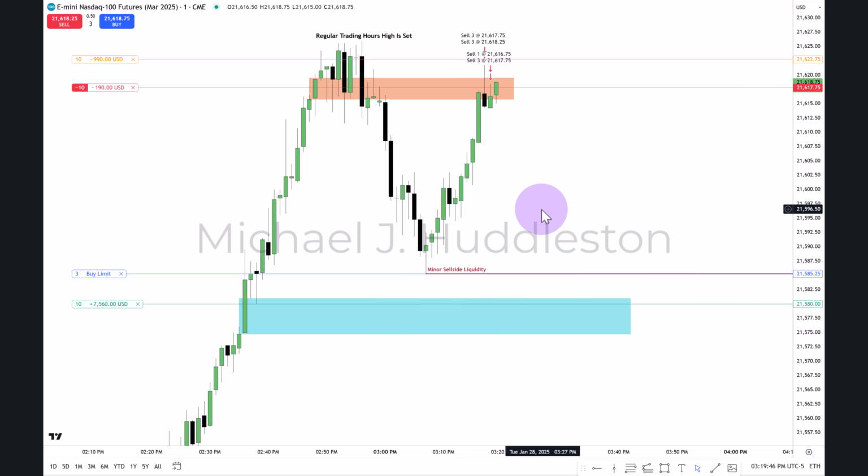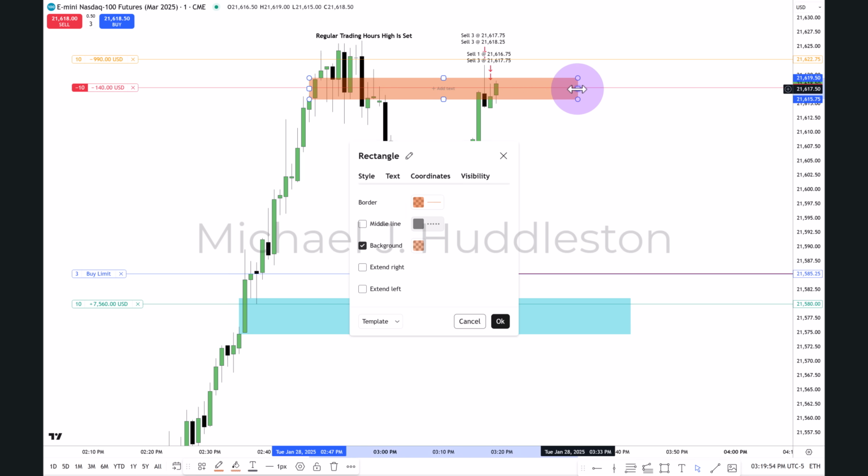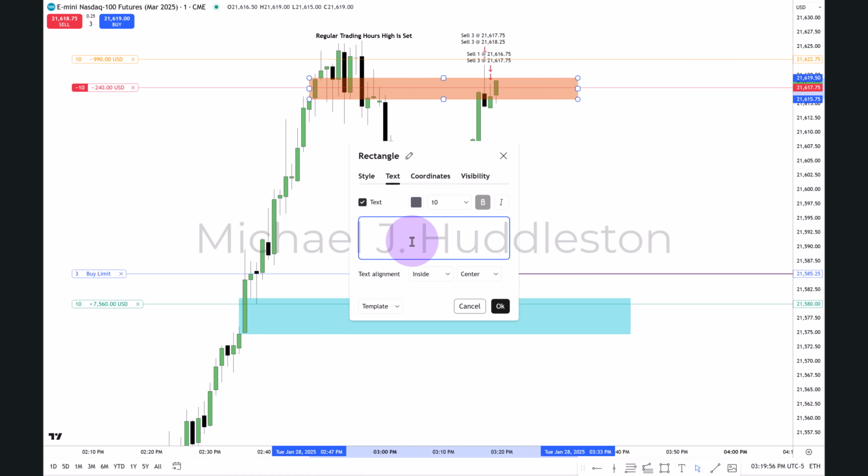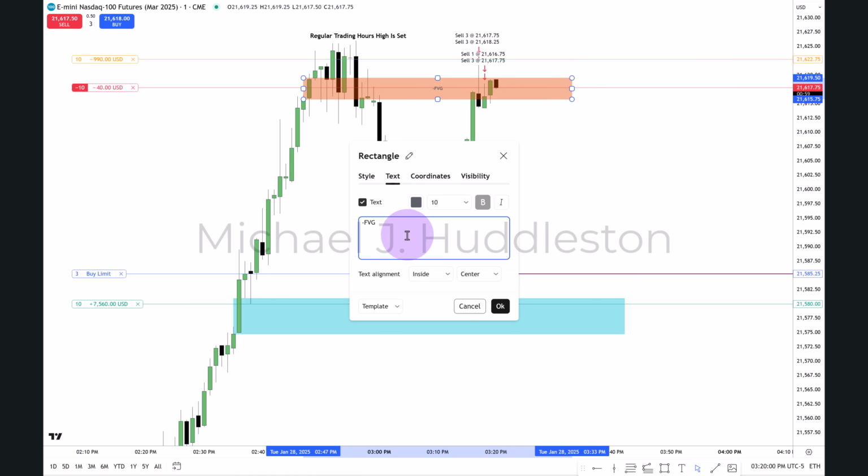I know you guys want to send comments to me. You can make that automatic. Right, elongate that inversion fair value gap. And make sure you guys know what I'm looking at here. Bearish fair value gap. Okay.